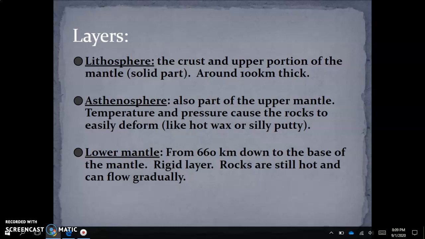And then the lower mantle, this is from 660 kilometers down to the base of the mantle. This is a rigid layer. The rocks are still hot and can flow gradually, so the movement won't be as great in the lower mantle as we have in the asthenosphere.